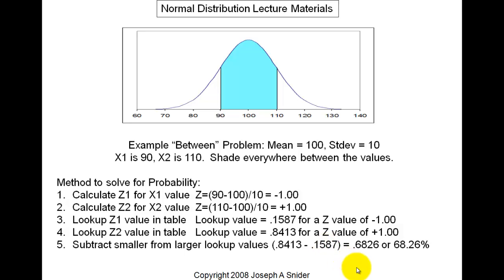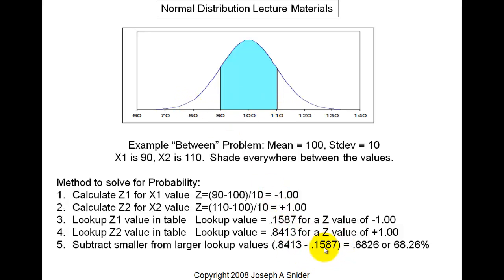Now the last example is we have a between issue here. We've got 90 to 110. The mean's 100, standard deviation is 10. The first two steps are that we calculate the z-values, which we've done, minus 1 and plus 1. The lookup values for those z-values as probabilities are 0.1587, which would be the shaded area from the 90 to the left, and 0.8413, which is from 110 to the left.